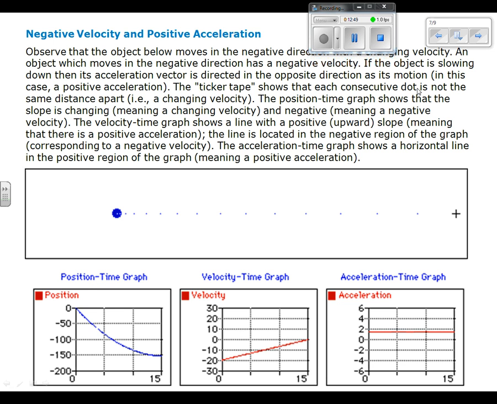Because it's slowing down, the position time graph has to be getting... why is the thing slowing down? Oh, we're on the wrong one, sorry. Because it is negative and negative, sorry.